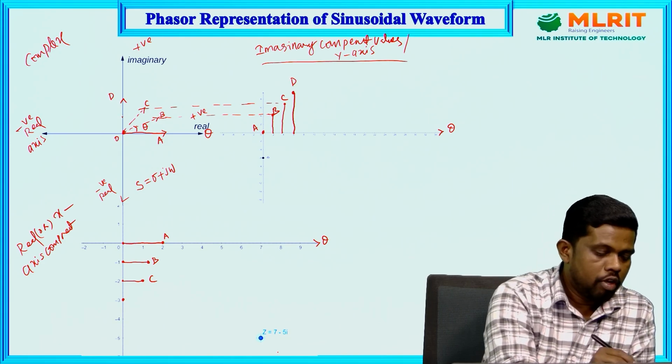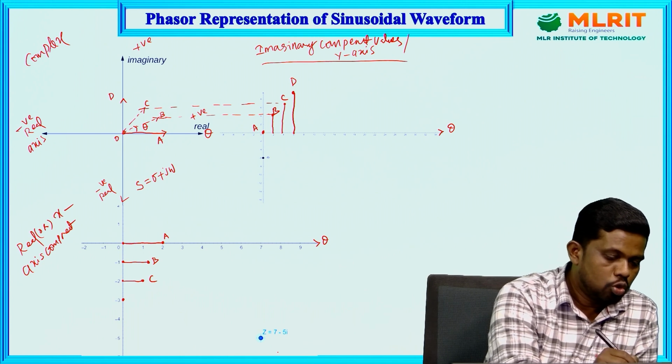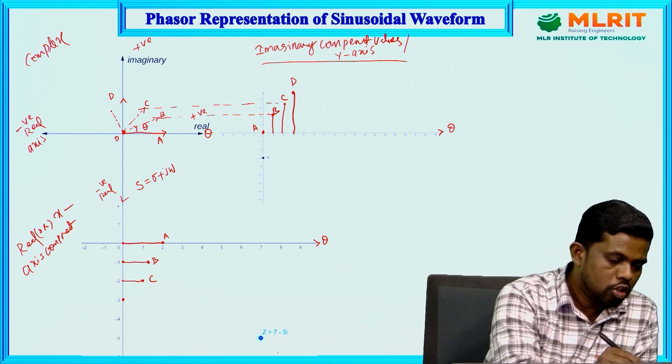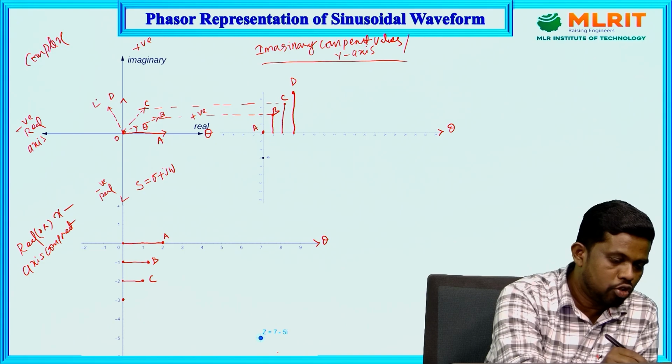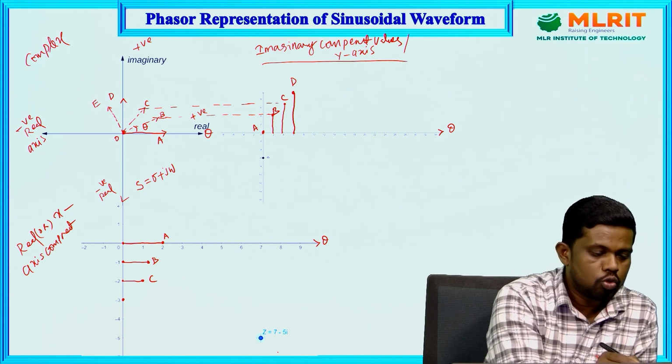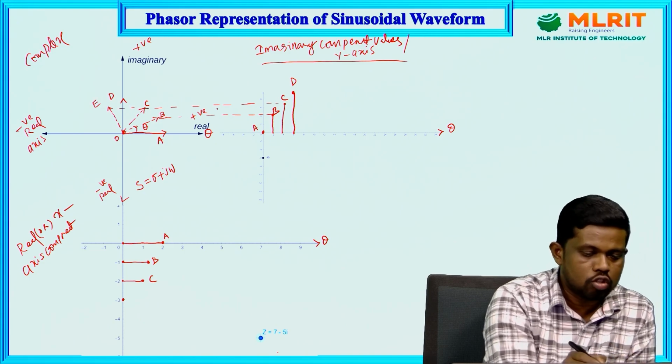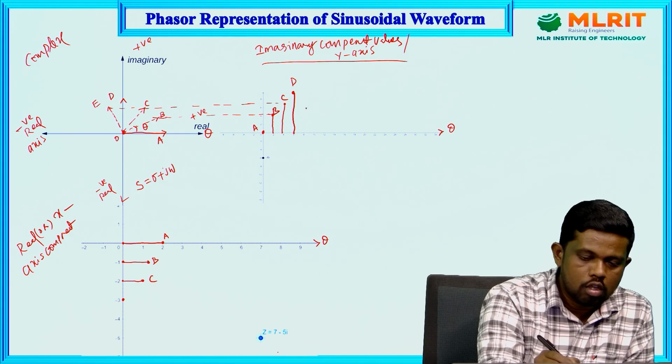Then after that we need to continue the rotation. So this is the point E, the next instant. Then we need to project this imaginary axis component value on this plane.